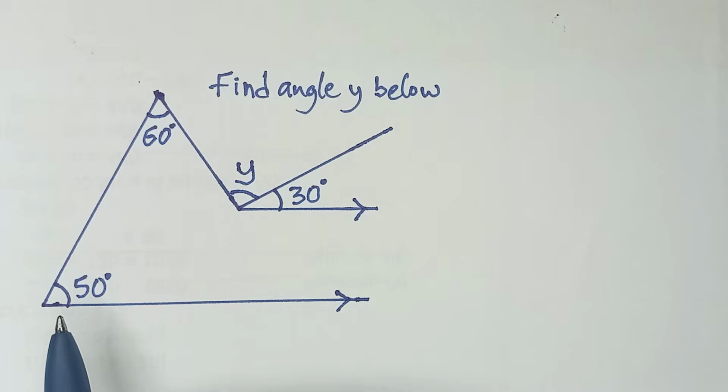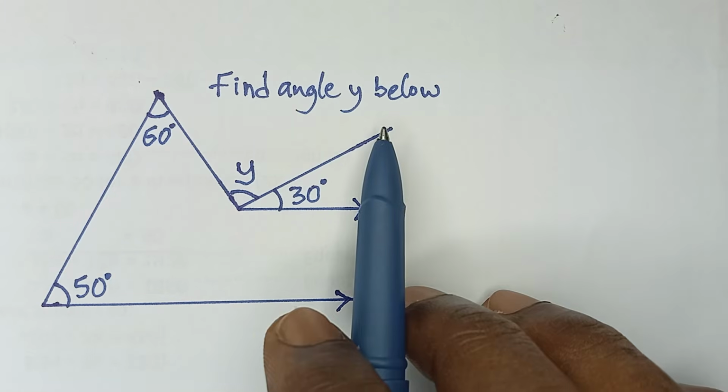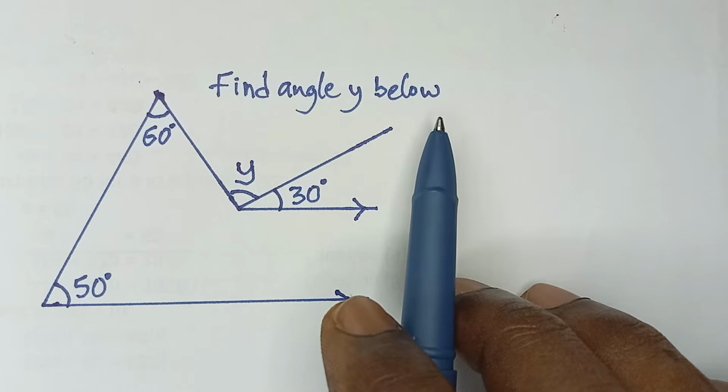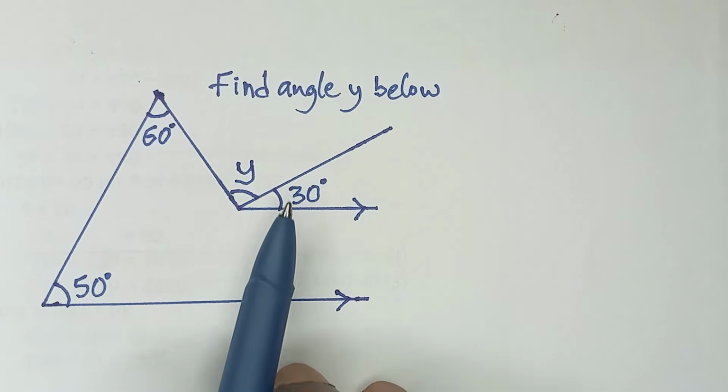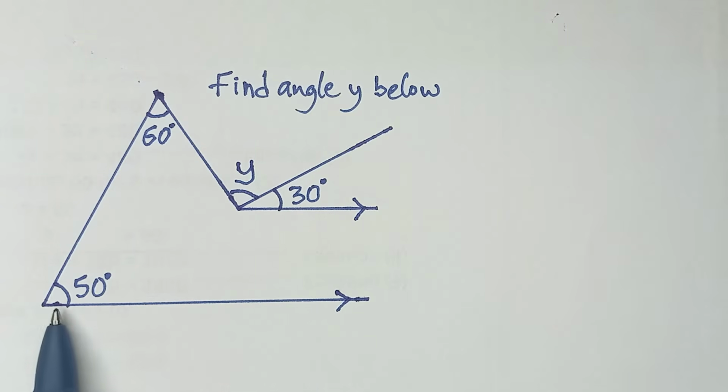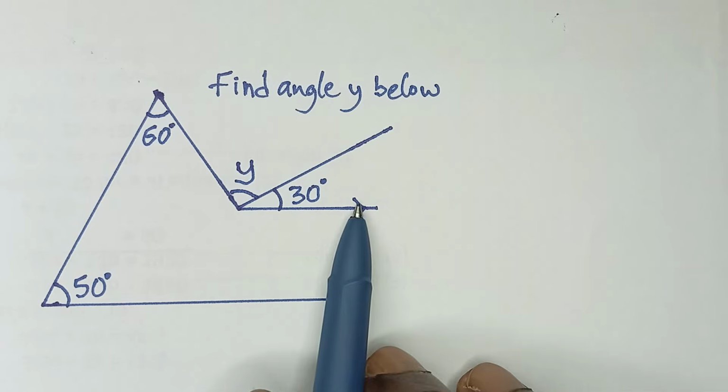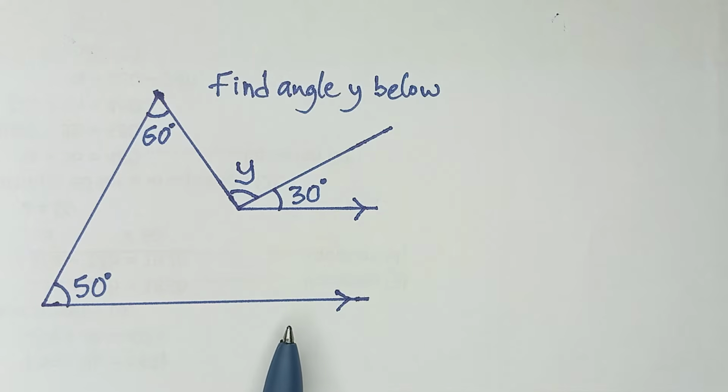Today I have a problem on this diagram here. It says find angle y below. Now, for us to solve that, we should look at the parallel lines given to us. This arrow here means that this line is parallel to this. These two lines are parallel.